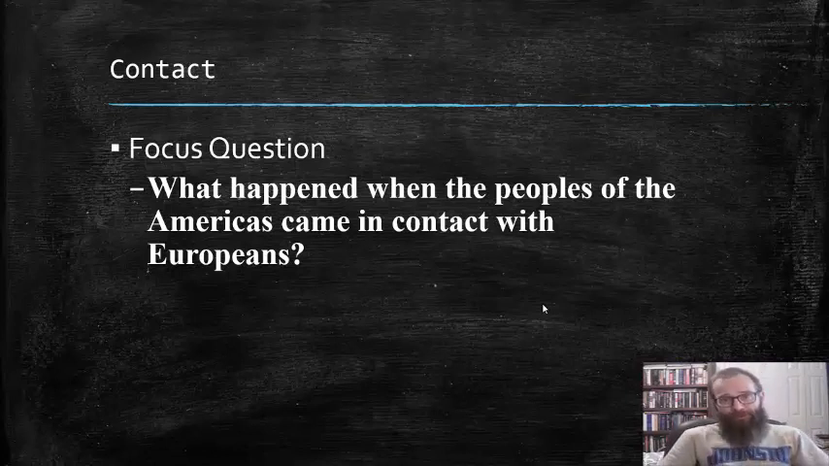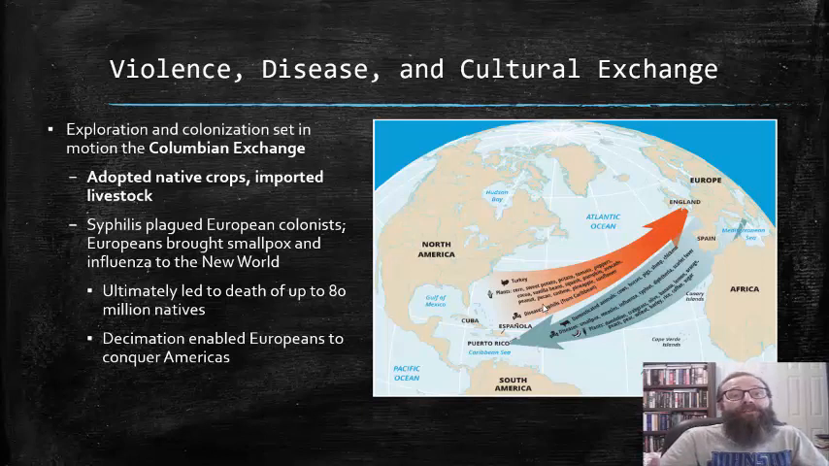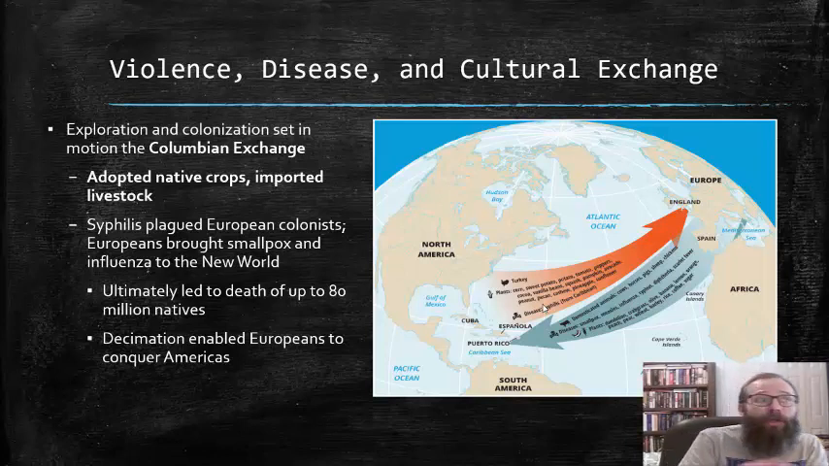I want to start out with this focus question. What happened when the peoples of the Americas came into contact with Europeans? Well, exploration and colonization set into motion what has become known as the Columbian Exchange. This is the exchange of plants, animals, diseases, and ideas between the old and the new worlds, and this exchange profoundly affected the lives and the societies on both sides of the Atlantic.